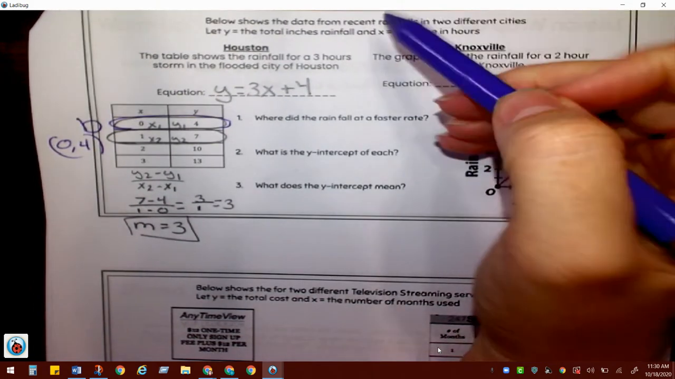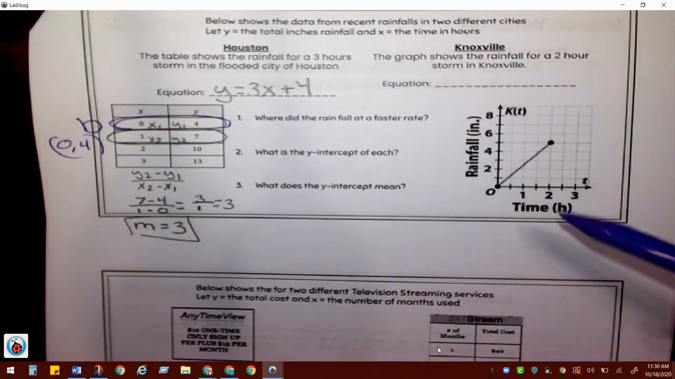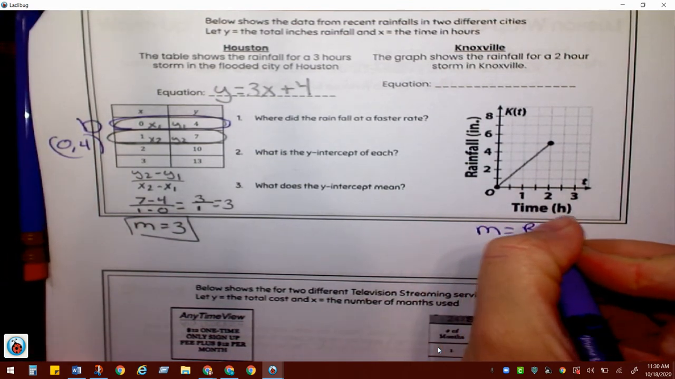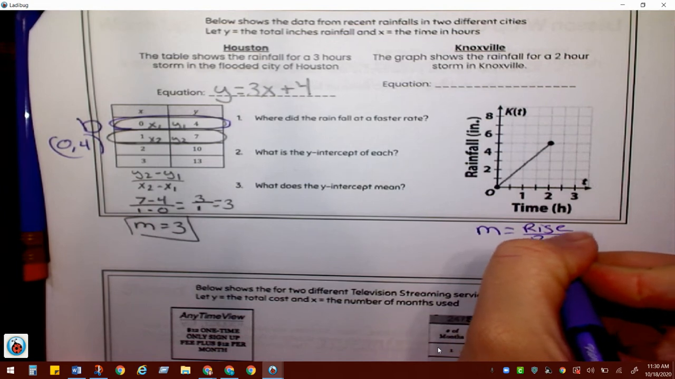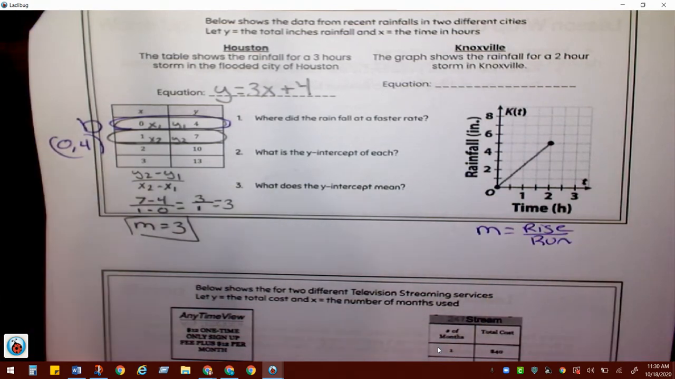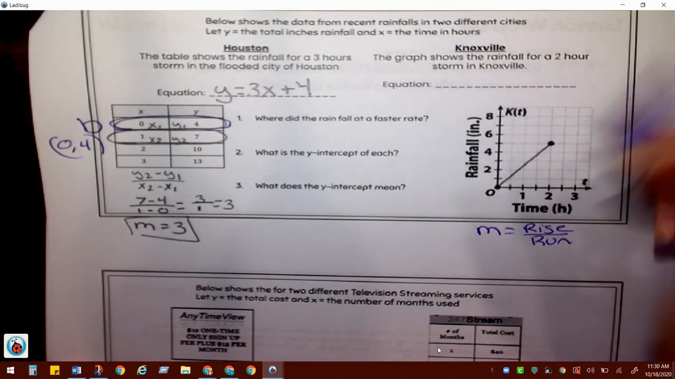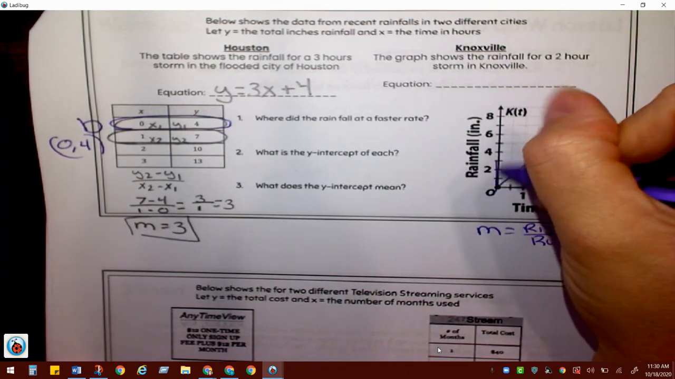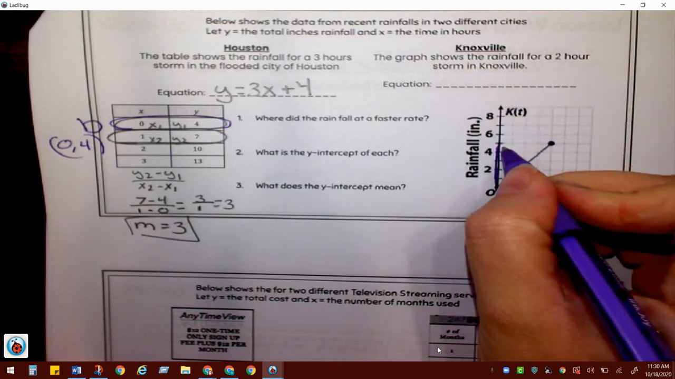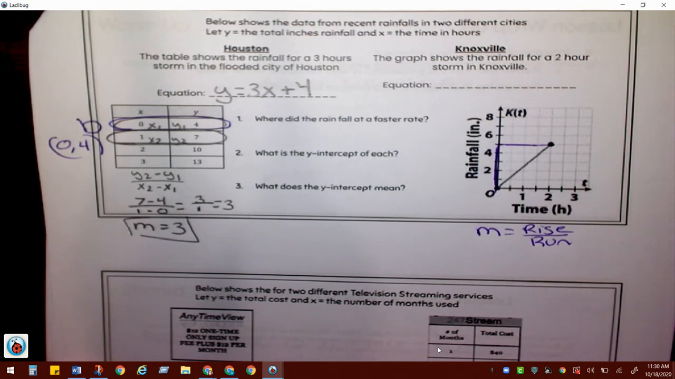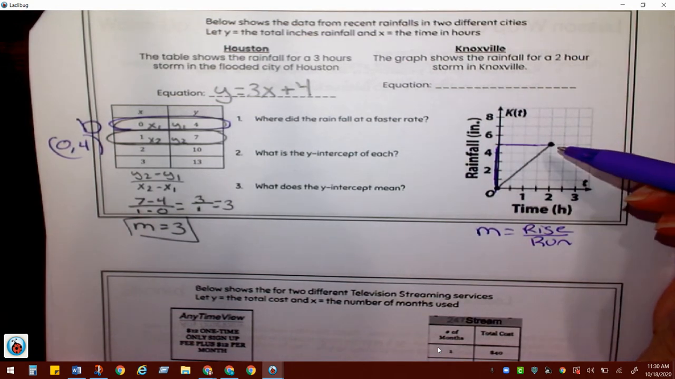And now we're going to do the same thing over here for Knoxville. We're going to create that equation in slope-intercept form, but we're using our graph. And to find slope from a graph, remember we do rise over run. I have 2 points given, so I'm going to use those 2 points to find my slope. I'm going to start by making that triangle going up and going straight over to help me figure out how much I rose up and how much I ran out.